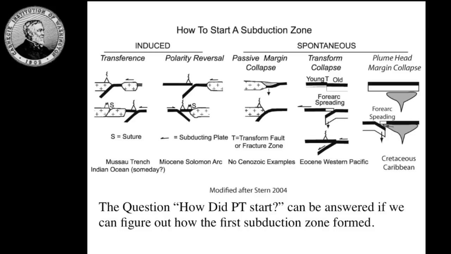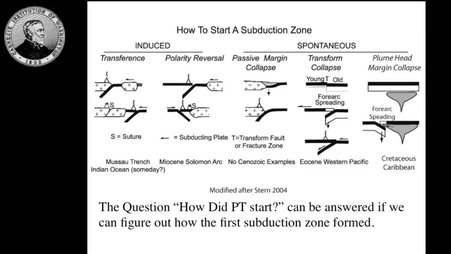These spontaneous ones are situations where subduction zones start in the absence of plate tectonic forces. One of them is passive margin collapse. This is an iconic representation of what happens as part of the Wilson cycle. We have no Cenozoic examples of this, so to me this is deeply suspect, but it's possible it could have happened.